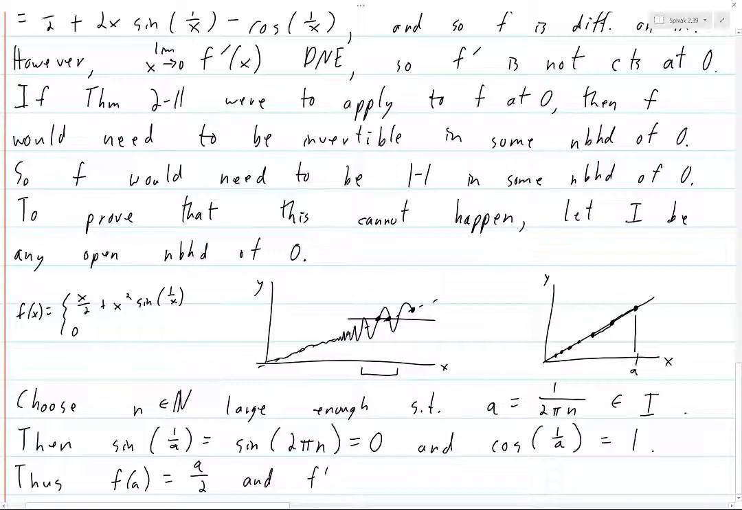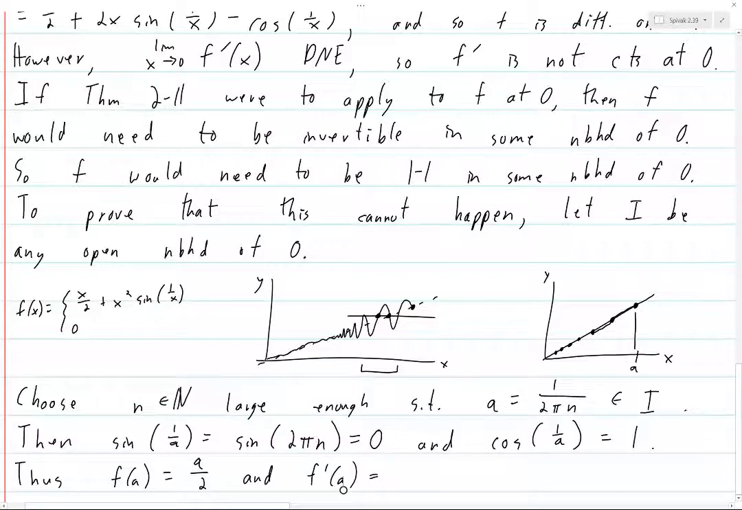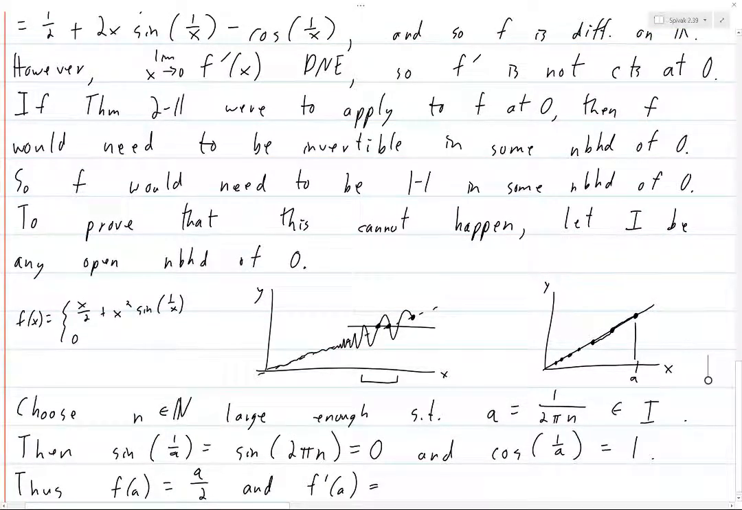And f prime of A, if we remember the formula, it's just up here a little bit, if we can scroll up just a bit. So we've got 1/2 plus 2x sine of 1 over x minus cosine of 1 over x. So f prime is going to be 1/2, and then 2A sine of 1 over A, sine of 1 over A is 0, so that's 0. We're subtracting cosine of 1 over A, so we're subtracting 1, which is minus 1/2, which is less than 0.